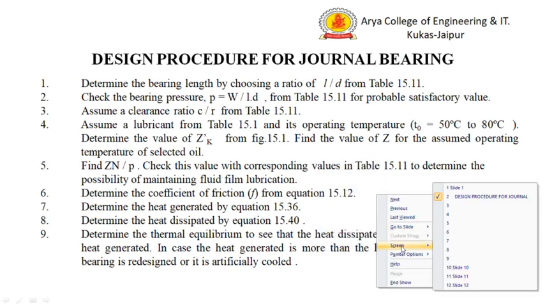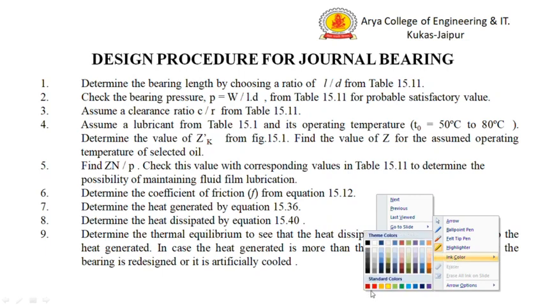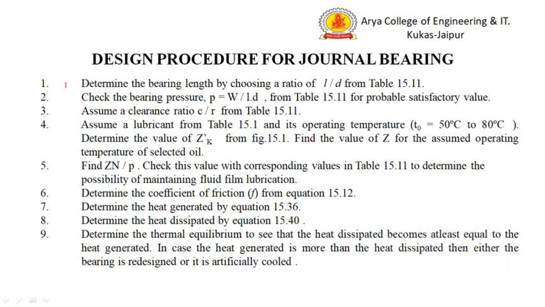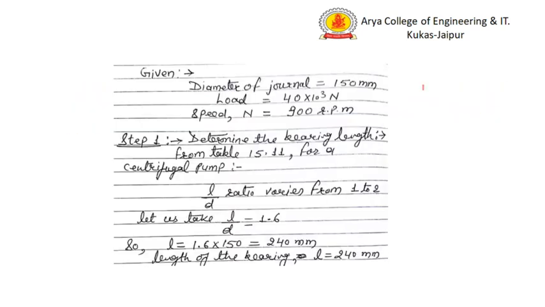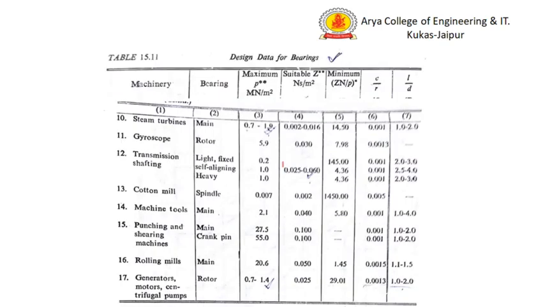The first step to solve the numerical is to determine the bearing length by choosing the ratio of L by D from table 15.11. If the length is not given in the numerical, then we can select the L by D ratio from table 15.11 of the data handbook. So this is table 15.11.